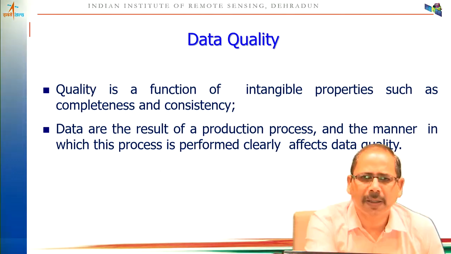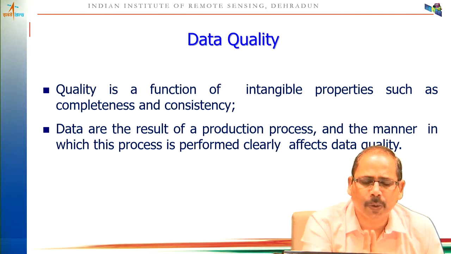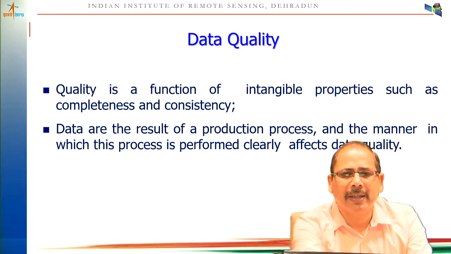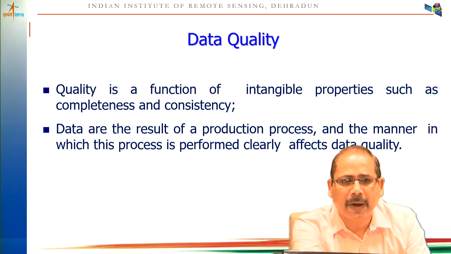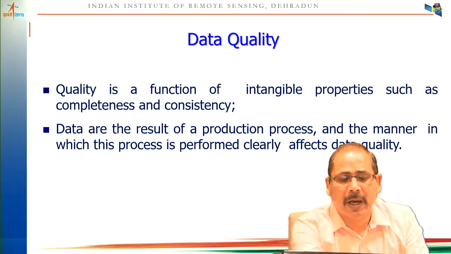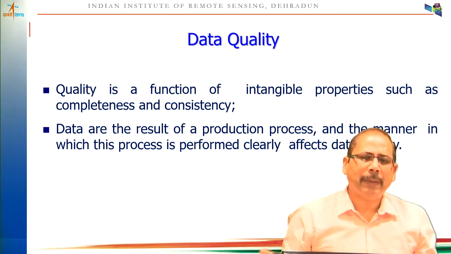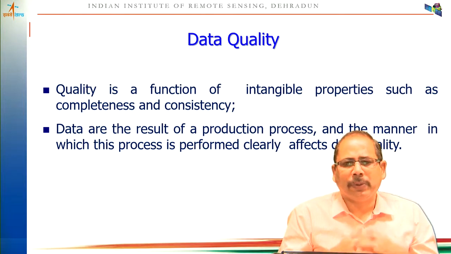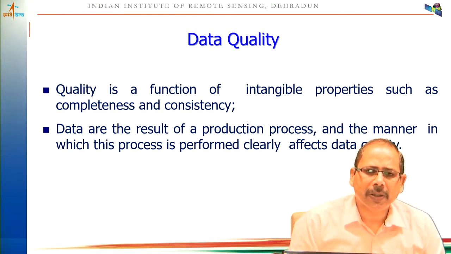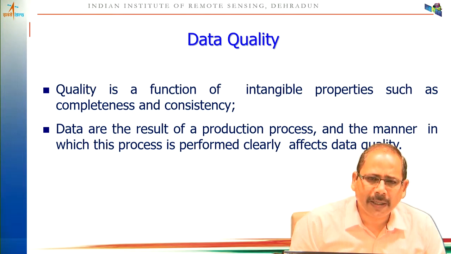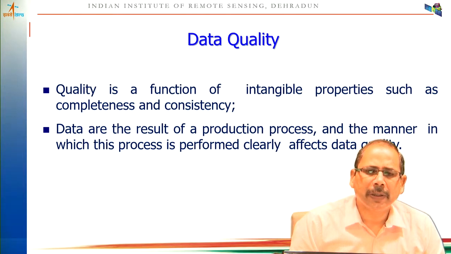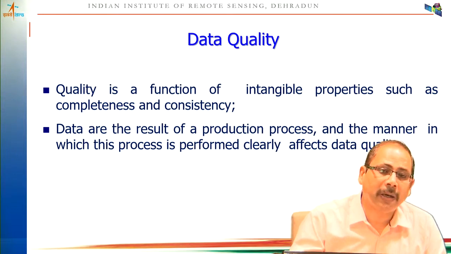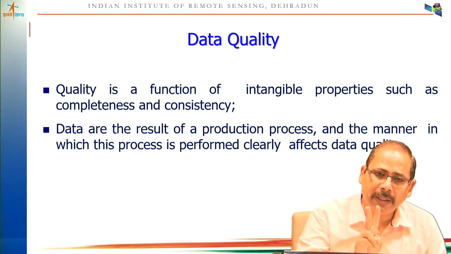Data quality is a function of intangible properties such as completeness and consistency. So these are the two parameters we generally discuss here. Either my data is consistent or my data is complete. What does it mean? I will give you the example of road networks. Suppose you have the road data of a city, and I say I have all the road data sets of Dehradun city. Then the next question will be whether this is correct data, what is the quality of this data. Then how will you decide whether it is correct and good quality data or not? These are the two parameters.